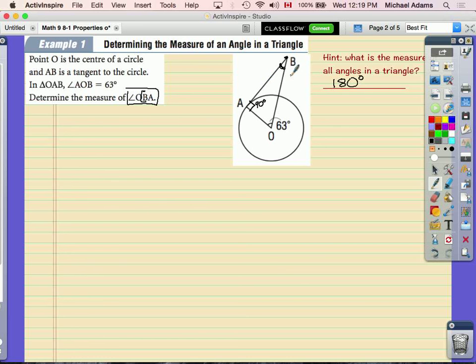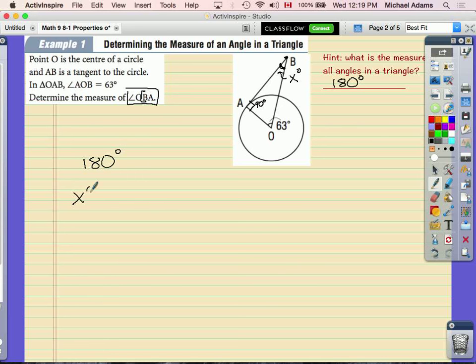I'll say that this is x degrees. We don't know what that is, so that's our unknown, but we can easily figure it out. What kind of math do we do? Well, we're just going to do some adding and subtracting. So if I know that the measures of all the angles in a triangle add up to 180 degrees, then I'll use that to figure this out.